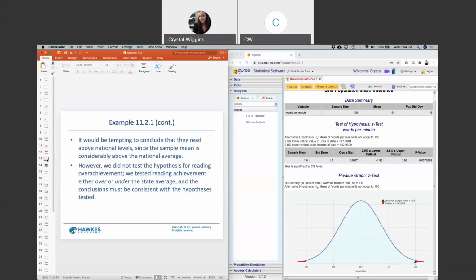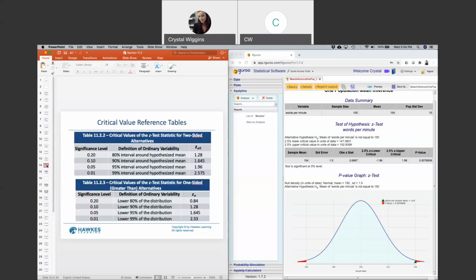It would be tempting to conclude that they read above national levels, since the sample mean is considerably above the national average. However, we did not test for this. If we wanted to test for this, our alternative hypothesis would have had a greater than sign, and we would have to test whether 154 was significantly greater than 150 in order to make a statement that we believe the 10th graders at Lincoln High read above the national average.